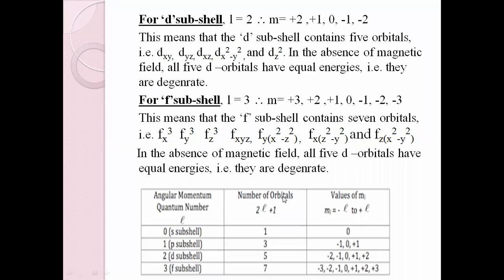Similarly, when L is equal to 3 for F subshell, what value do I get for M? Tell me the value of M. 7. Yes, 7. So how do we write it? +3, +2, +1, 0, -1, -2, -3. 7 integral values are there for the magnetic quantum number, which tells me these are the 7 f orbitals present in the f subshell with different orientations.